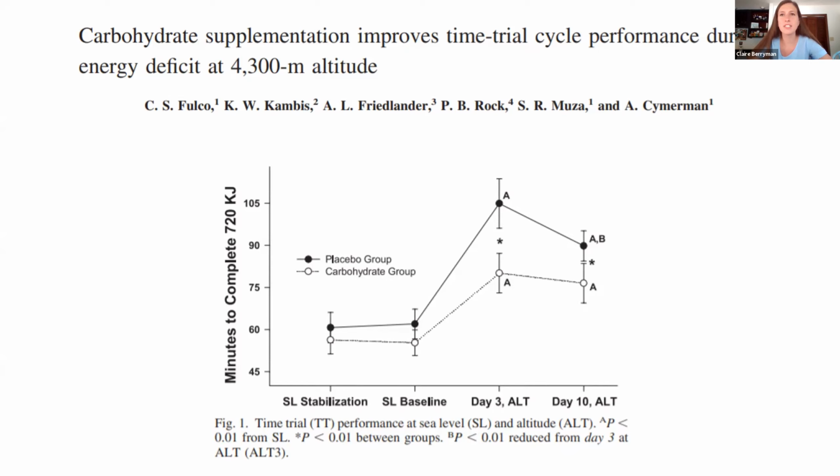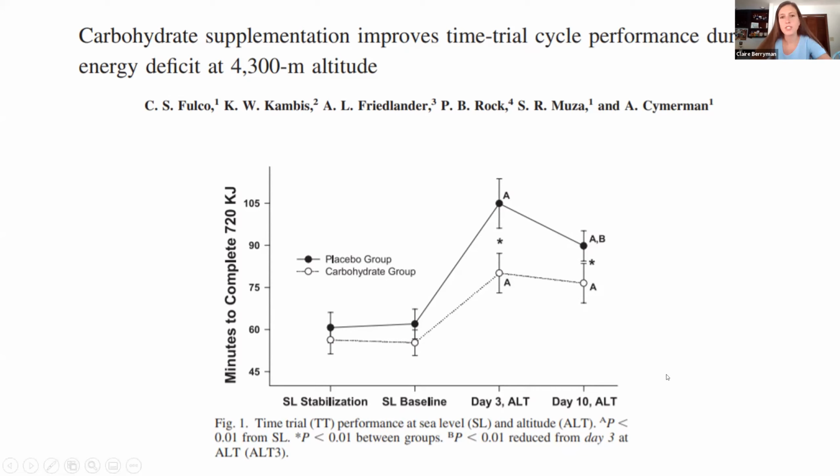One group was randomized to consume a 10% carbohydrate solution and the other a non-calorie placebo supplement at the start of the time trial. And then they consumed that every 15 minutes throughout the time trial. On the left panel, we see time to complete the time trial and the different conditions along the x-axis. During the sea level condition, consuming carbohydrate did not improve performance, but at day 3 and day 10 at high altitude, the carbohydrate group completed the time trial faster than those in the placebo group.